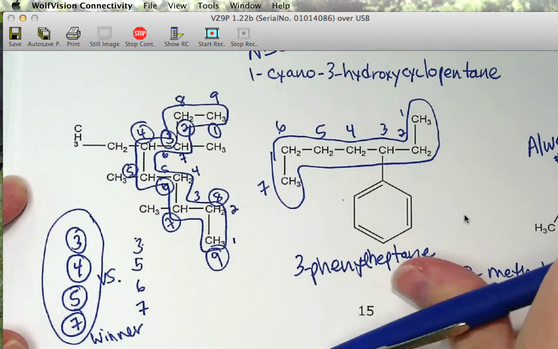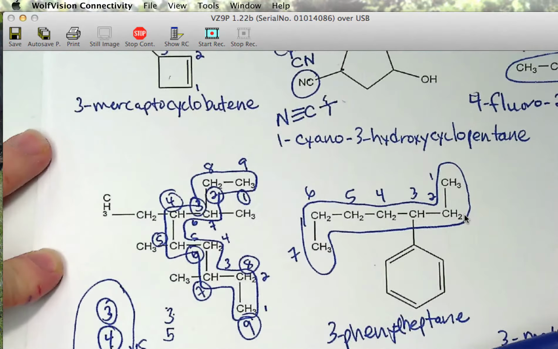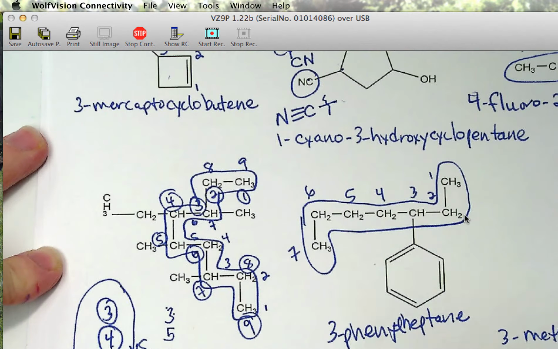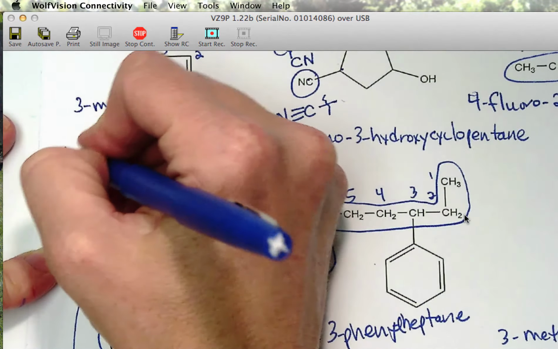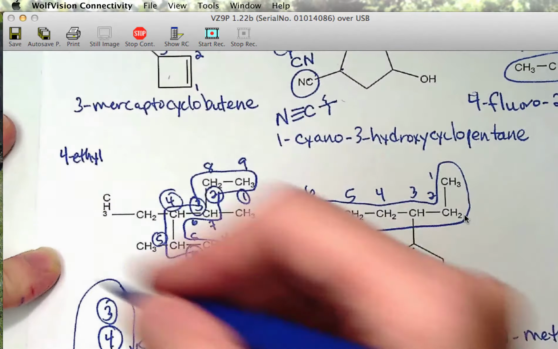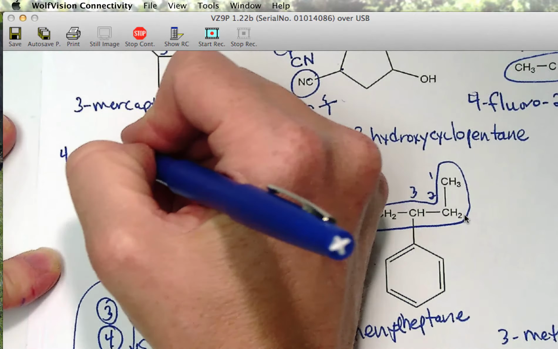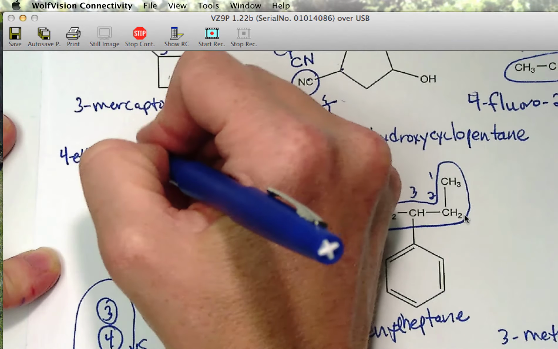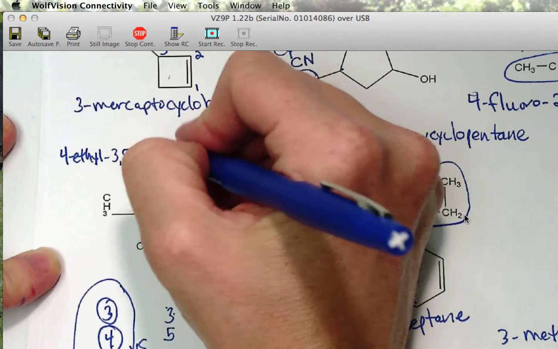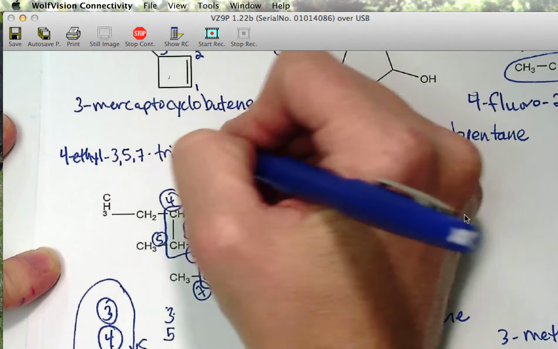So the name that we're going to give to this: 4-ethyl-3,5,7-trimethylnonane.